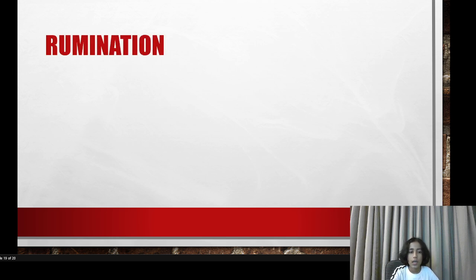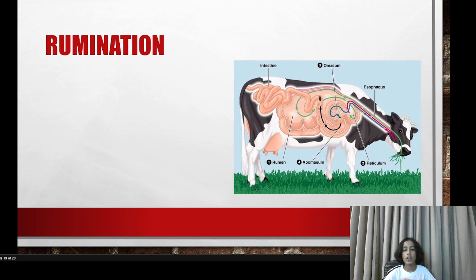Rumination is the grass which is eaten by some animals. Like we cannot eat grass, and some various other animals can. For example, cow, goat, sheep, giraffes, and buffaloes, they can eat grass, and the grass consists of a specific carbohydrate called cellulose. So what does cellulose do?